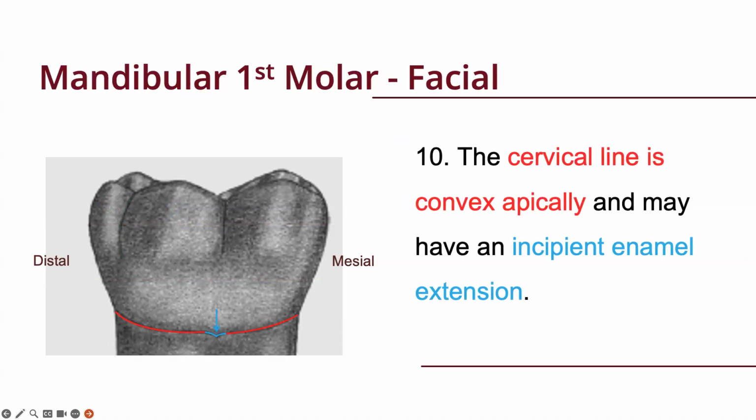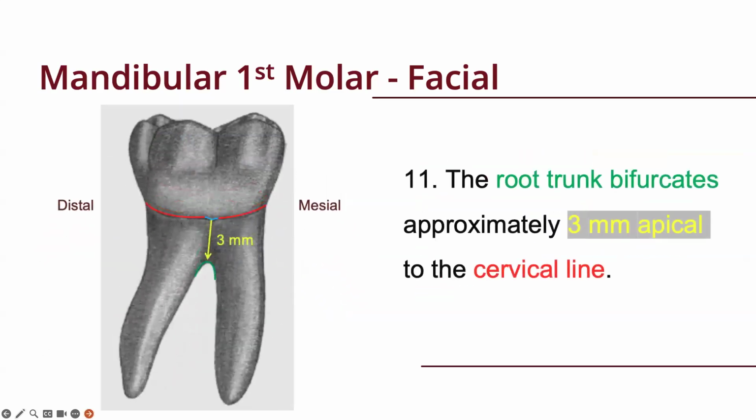The cervical line is convex apically, and it may have an incipient enamel extension. Right here, it may dip a little bit on that cervical line. The root trunk bifurcates approximately 3 millimeters apical to the cervical line.